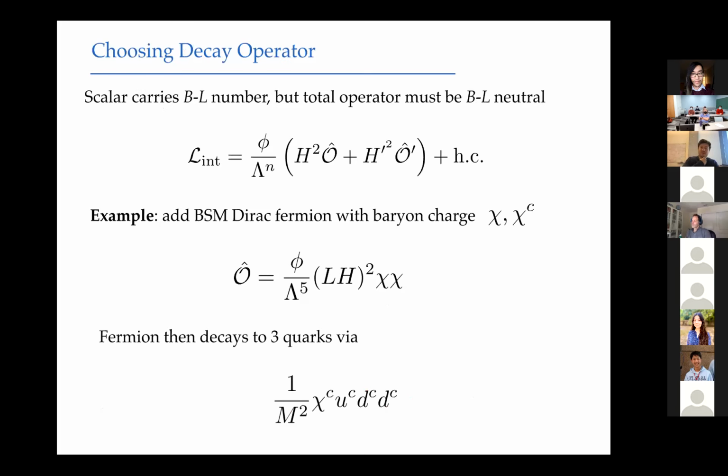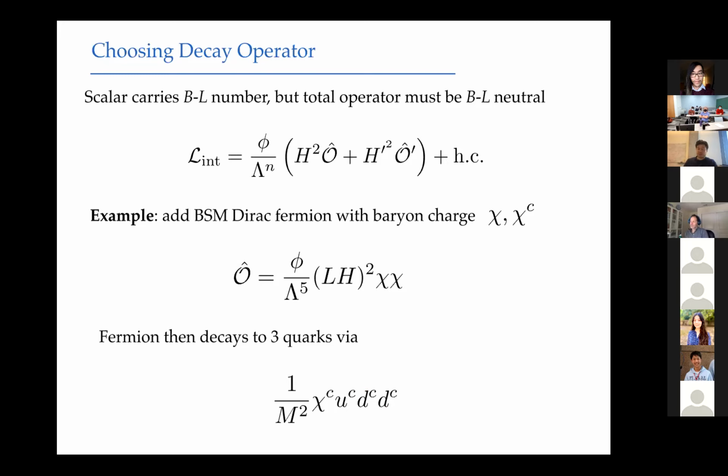We also have to be careful in choosing the decay operator. I'm not going to say too much about this, but what we generally need is something that enables us to write down an H² dependence. Here, H is the Higgs doublet, without allowing us to write down simpler operators. So one possibly intuitive choice would be that we add an additional BSM Dirac fermion. This consists of two Weyl fermions, chi and chi conjugate. These are Dirac partners. They carry baryon number, but not lepton number.